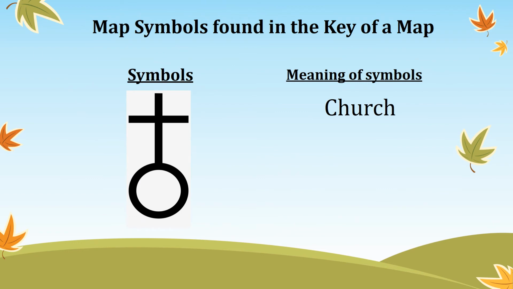We are now going to move into map symbols. Maps have symbols and they're normally found in the key of the map. Map symbols are really images that represent something, right? And every symbol that is found on the map has a meaning. Let's get into some. Whenever you see this symbol on a map, it means church.